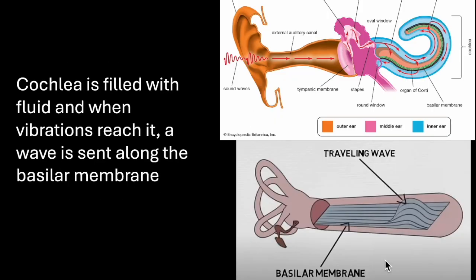So the cochlea is filled with fluid, here's a diagram of it on top. It's on this right side here. So pink is the middle ear. This blue highlighting is the inner ear. These vibrations cause waves to be sent along the basilar membrane, which, if you look closely here, is located inside the cochlea. Here's what a wave looks like traveling through it.